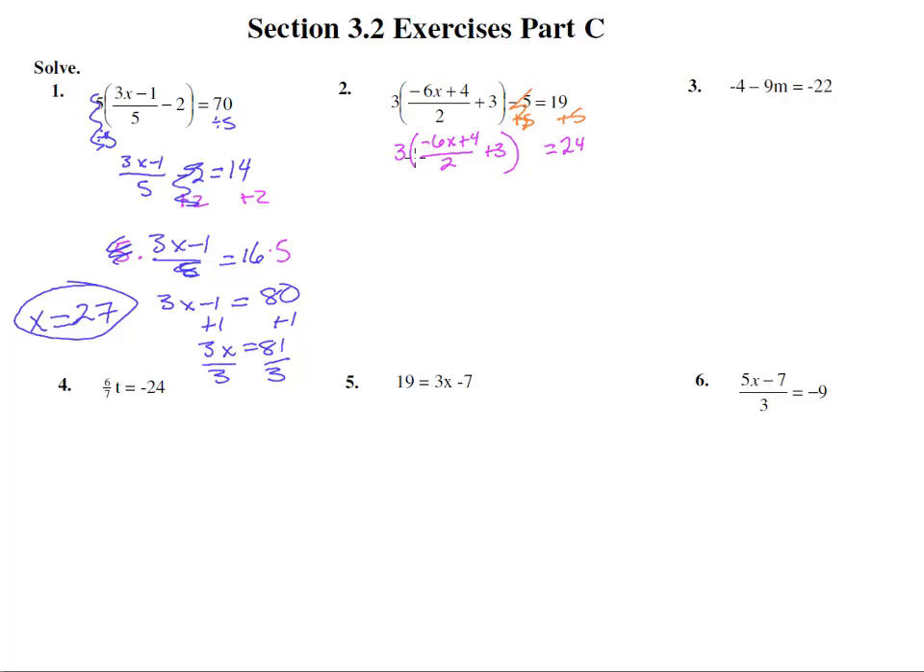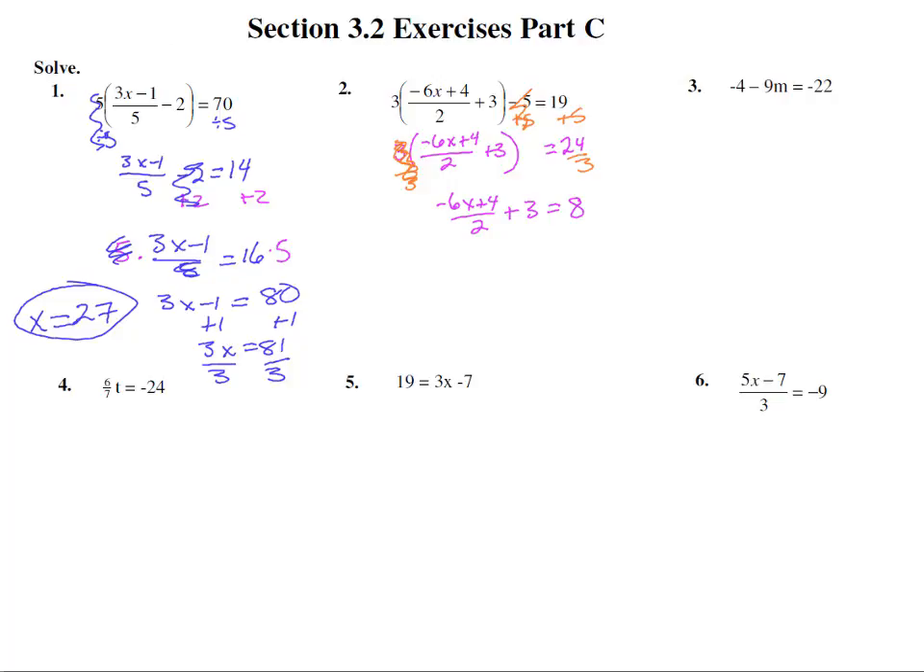Okay, we have to undo the outside guy here. This timesing by 3, we do it by dividing by 3. And we're left with negative 6x plus 4 all over 2 added 3 equals 24 divided by 3 is 8. And we divided by 3, so that guy would cancel off, and then the other side is just found by the arithmetic of 24 divided by 3.